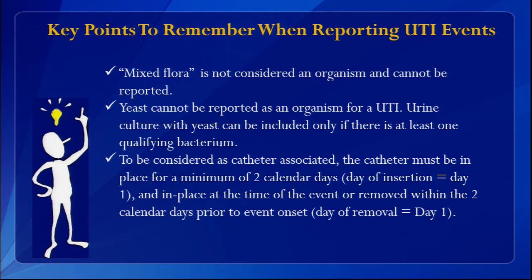To be considered as catheter associated, the catheter must be in place for a minimum of 2 calendar dates, where the day of insertion equals day 1, and it must be in place at the time of the event or removed within the 2 calendar days prior to the event onset, with that day of removal equaling day 1.